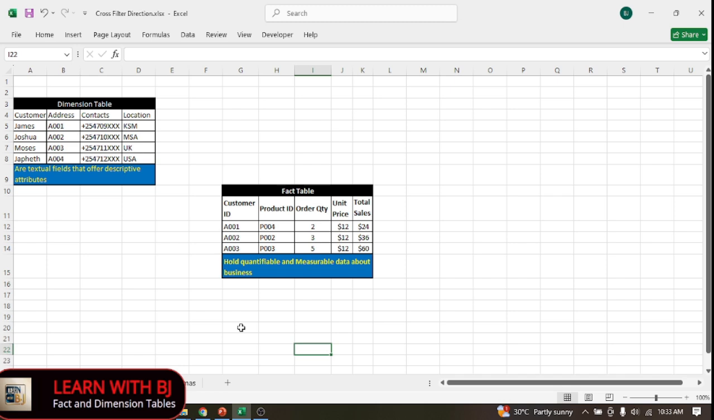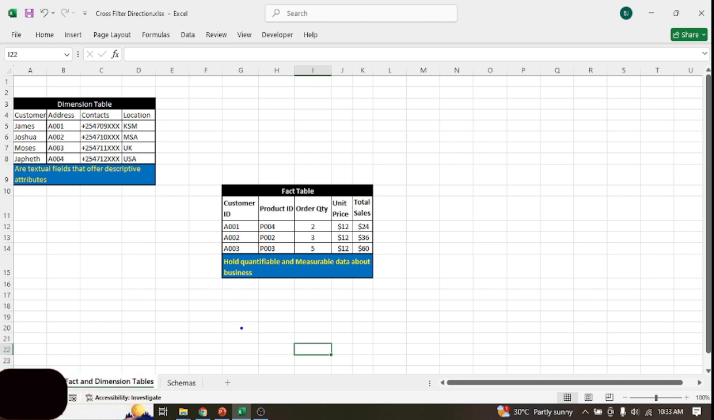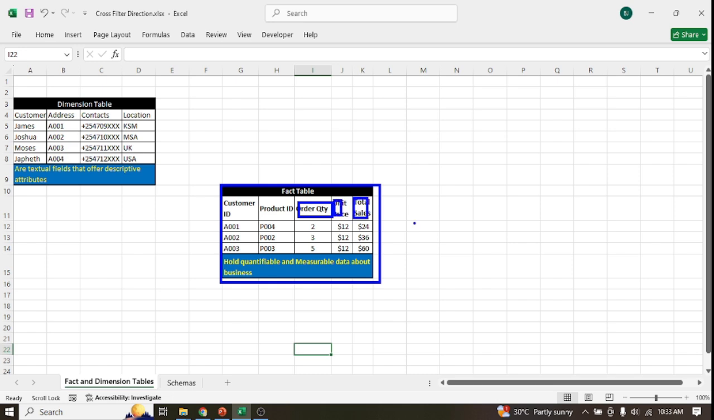So when we talk about a fact table, it holds quantifiable and measurable data. So when you come here where I have a table here called fact table, you can see we have order quantity, we have unit price, you have total sales. So these are quantifiable data.